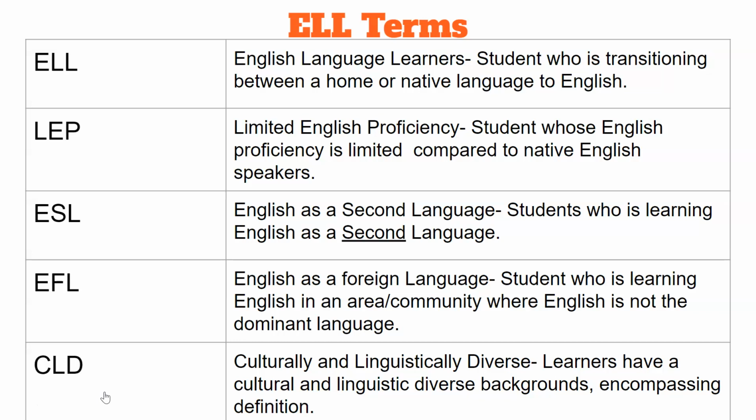EFL are students who are learning English as a foreign language. So those are students who live in an area or a community where English is not the dominant language, it's not the native language. So they are learning English even though where they live, English is not the native language. The next one is CLD, and that is the most encompassing acronym to describe English language learners, or culturally and linguistically diverse learners.